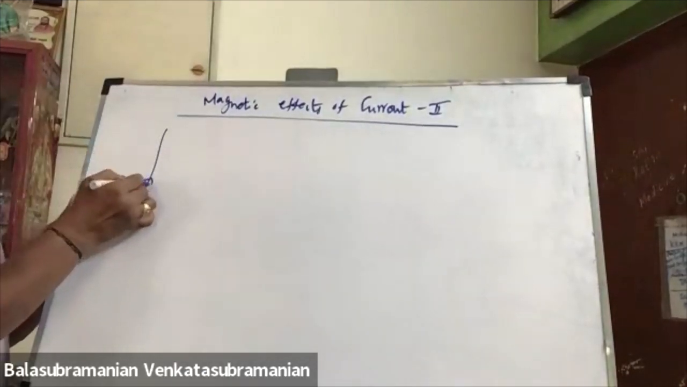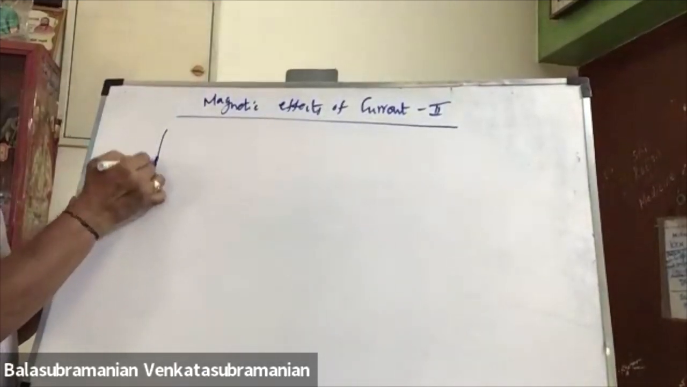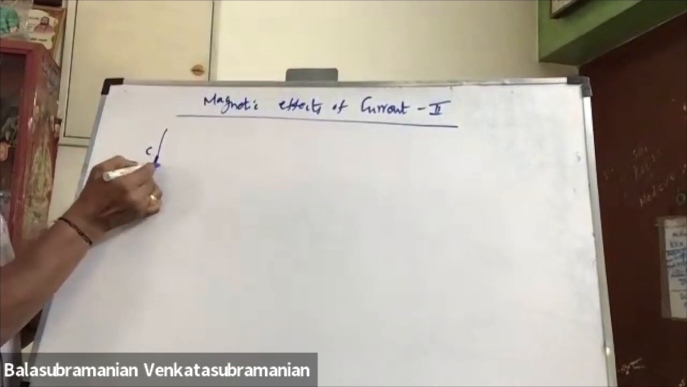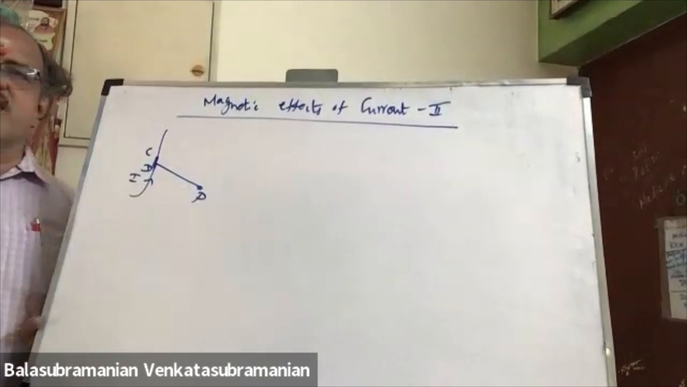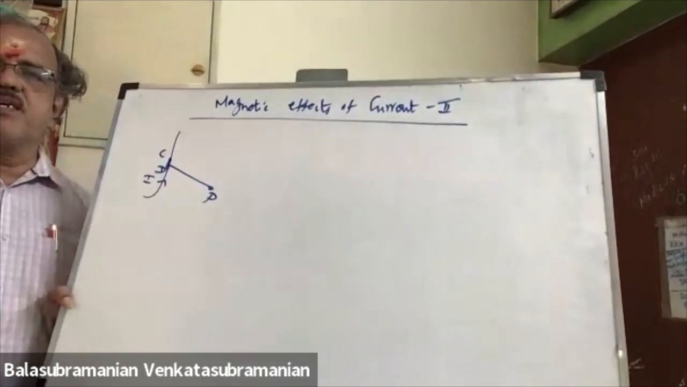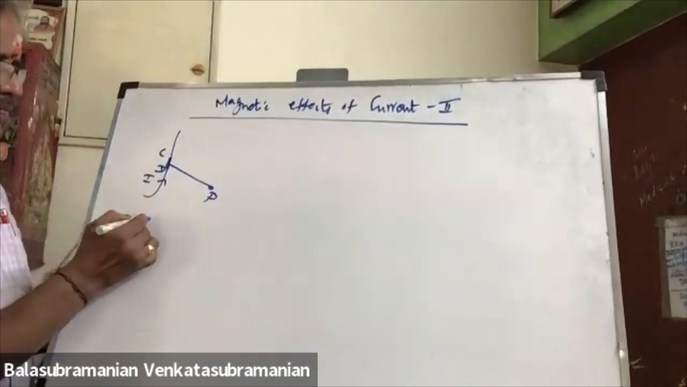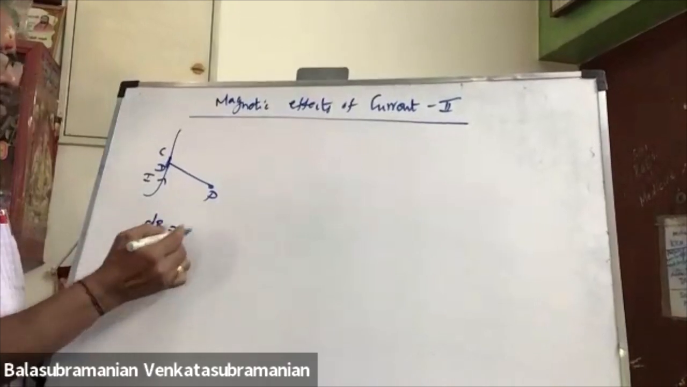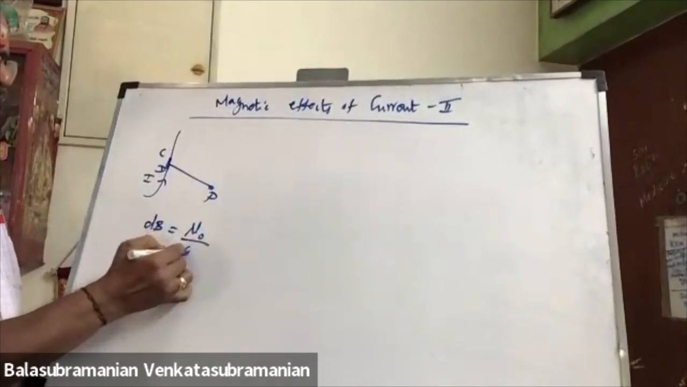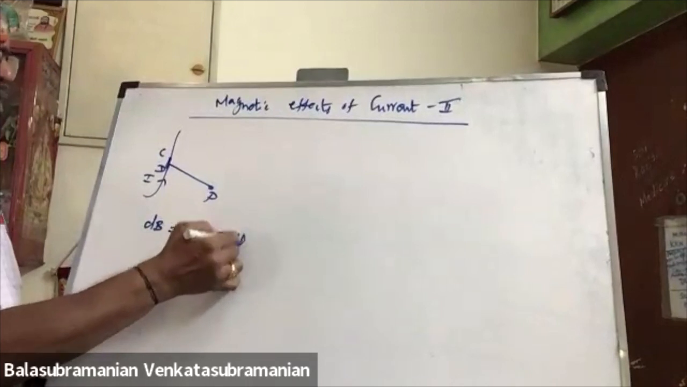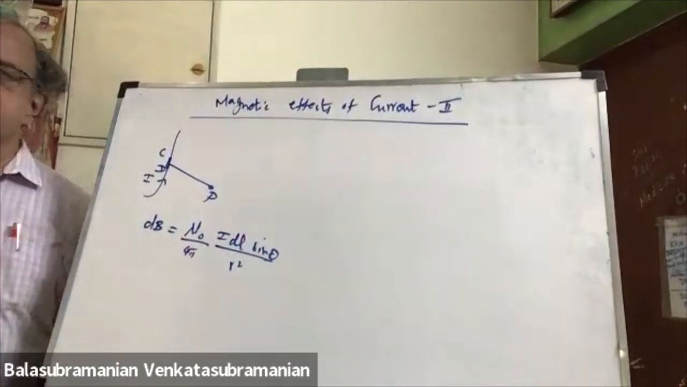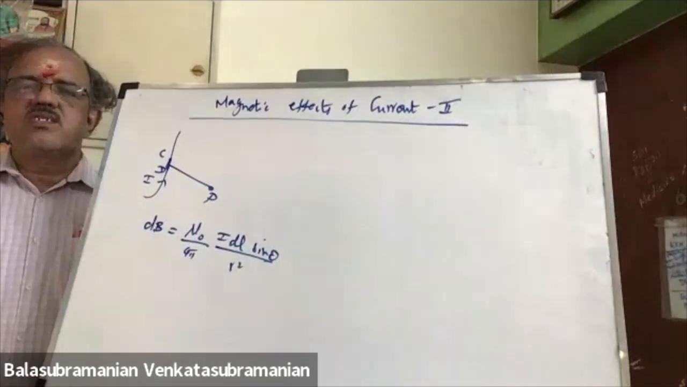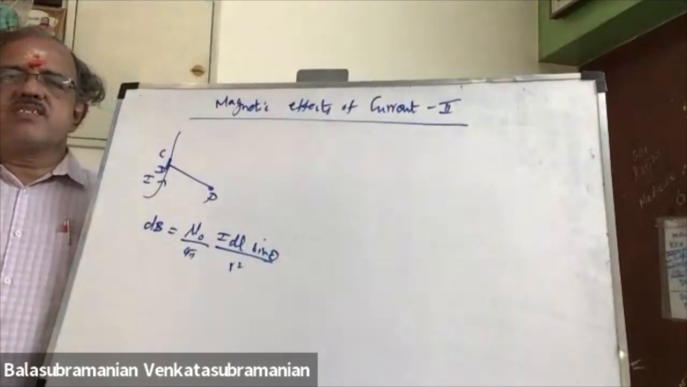A wire has current passing through it. You are considering a small element CD of the wire. Then the magnetic field at the point P is given by Biot-Savart law: dB is equal to mu naught by 4 pi I dL sin theta by R square. So this is the Biot-Savart law basic expression.